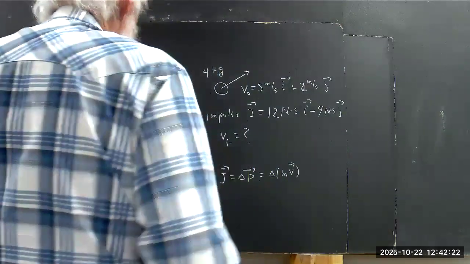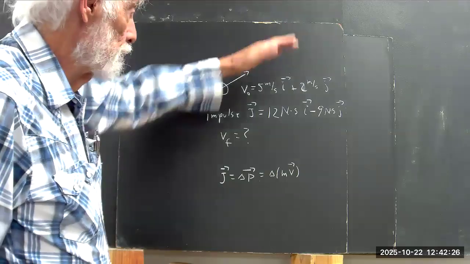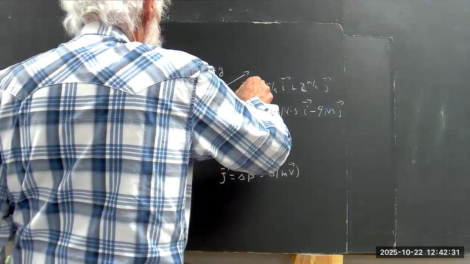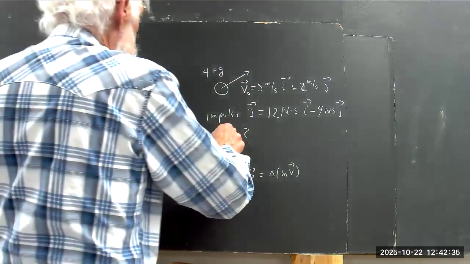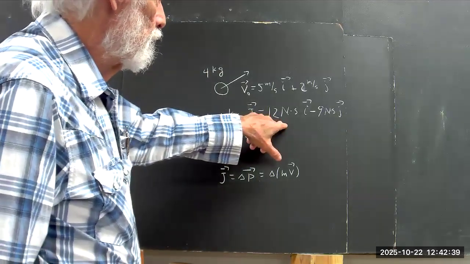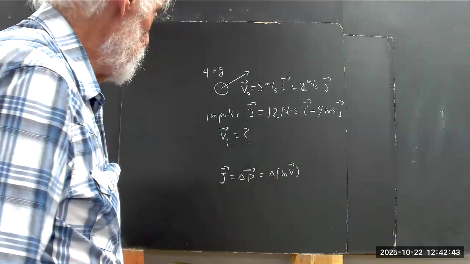Given a 4 kilogram mass moving off in this direction with initial velocity, and that initial velocity ought to have an arrow over it. And so should the final velocity. We have an impulse J, 12 Newton seconds times i minus 9 Newton seconds times j.